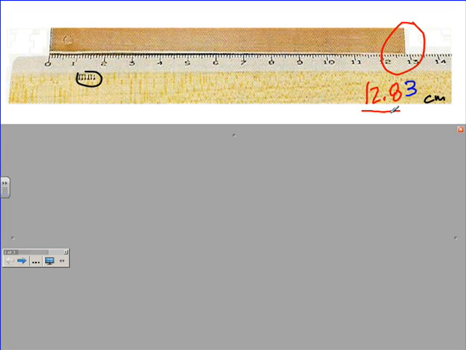Is 12.8 an acceptable measurement? No, all right? We got to have the same number of significant digits on our measurements in order for it to work out for us, all right?